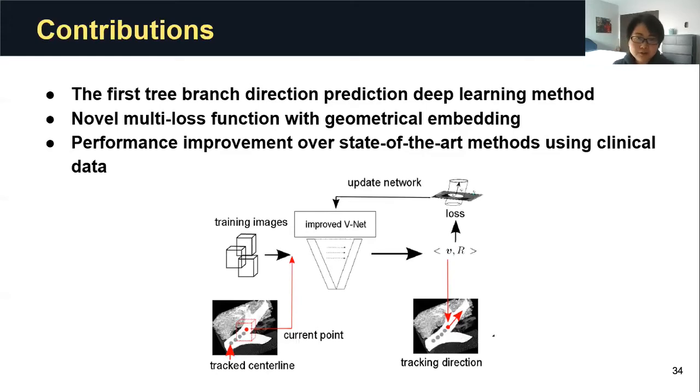So the pipeline of this network is like this. Again, when we do tree tracking, we extract a 3D patch along a certain point. We accumulate all the training images like this, and we feed them into an adapted VNet, and then by using a novel multi-loss function, we train this VNet. Then in the real inference stage, we will predict the tracking direction, which will be used in the tracking process.